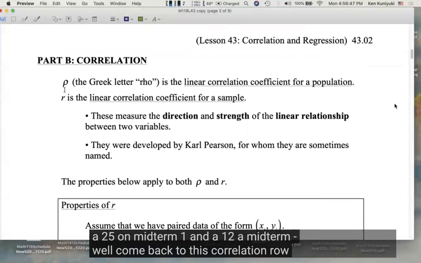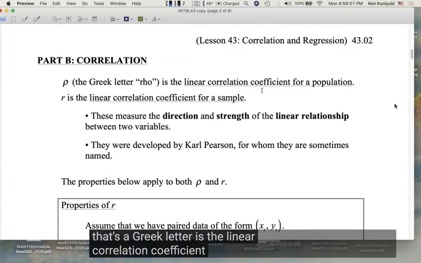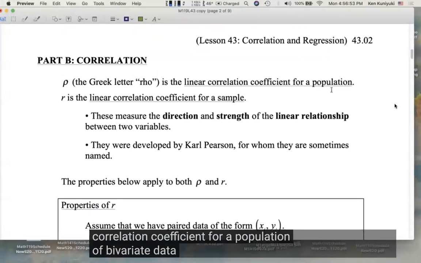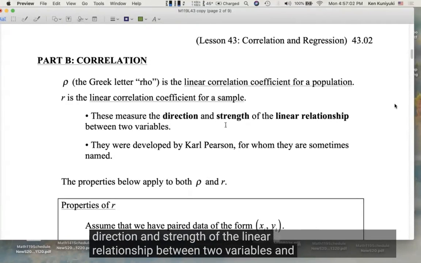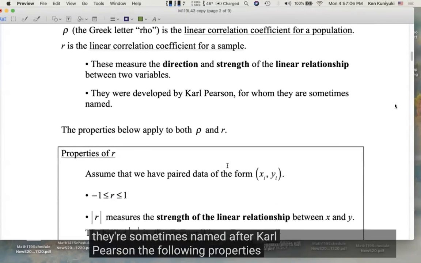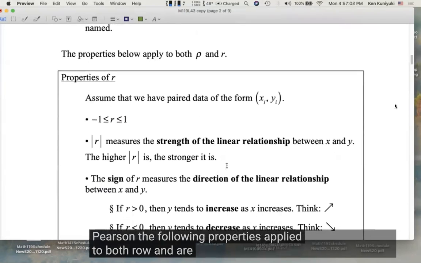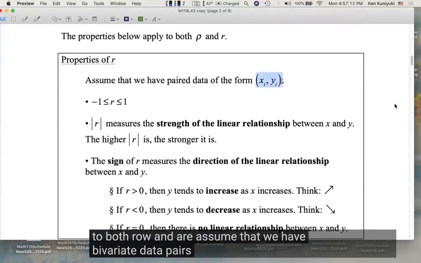Correlation. Rho, that's a Greek letter, is the linear correlation coefficient for a population of bivariate data. R is the corresponding sample statistic. These measure the direction and strength of the linear relationship between 2 variables, and they're sometimes named after Karl Pearson. The following properties apply to both Rho and R.